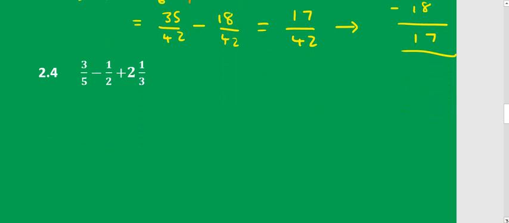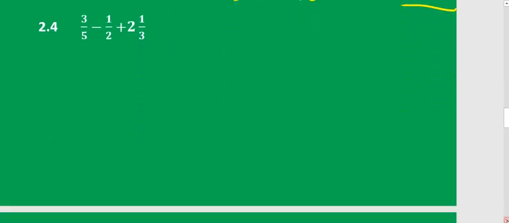Now we move on to 2.4. For 2.4, we're given 3 times... The first thing we want to do is change the last term into an improper fraction. Remember, we always have to change the mixed fraction into an improper fraction. So we've got 3 times 2, which is 6, and 6 plus 1 will give us 7 over 3.